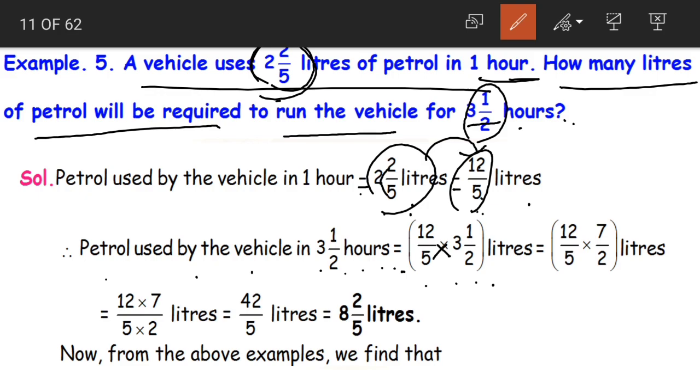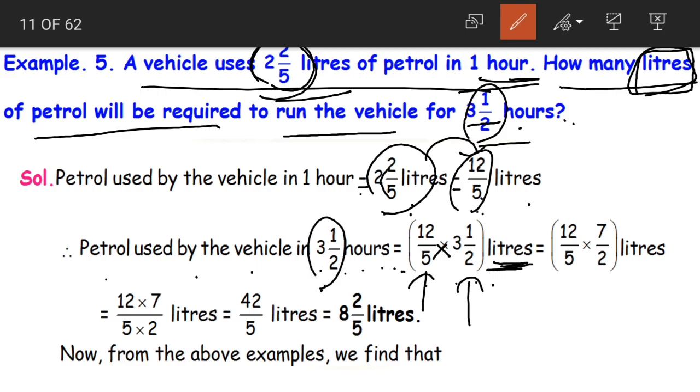What do we multiply? We multiply the liters used in 1 hour with the total number of hours. 12 by 5 into 3 1 by 2 liters. The answer will be in liters. They are asking us to find out the liters, right? So the answer will be in liters. Now 12 by 5 into, again 3 1 by 2 here is a mixed number. So converting it into an improper fraction. 3 2s are 6 plus 1 becomes 7 divided by the denominator 2.